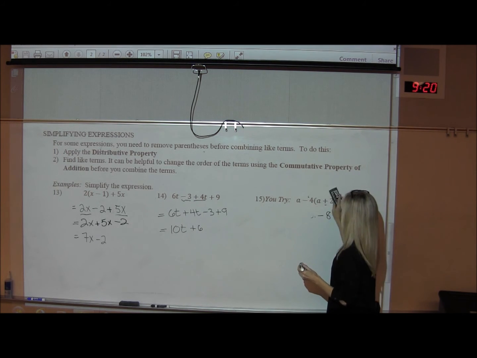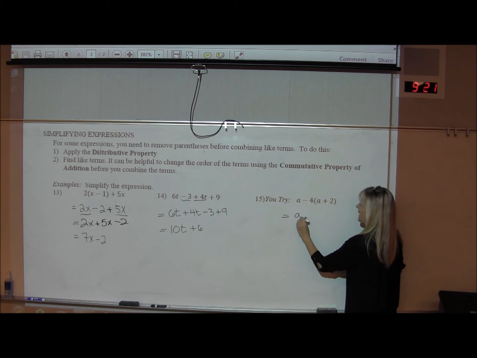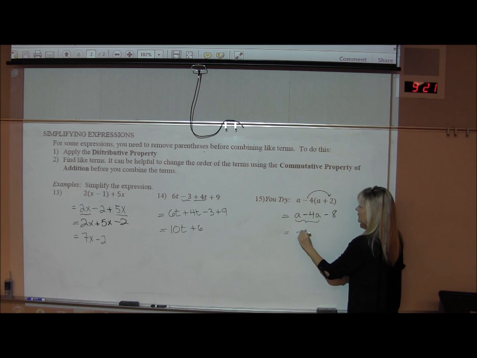So basically what happens is you've got a minus 4a, and then you have the negative 4 times the 2 is minus 8. And then I'm combining these like terms to get negative 3a minus 8.